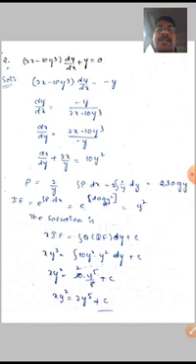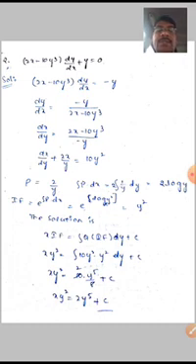Next application is (2x minus 10y cube) dy by dx plus y is equal to 0. Here (2x minus 10y cube) dy by dx is equal to minus y. So dy by dx is equal to minus y by (2x minus 10y cube), and dx by dy is equal to (2x minus 10y cube) by minus y. Here dx by dy plus 2x by y is equal to 10y square. Here p is equal to 2 by y. Integration of p dy is equal to 2 into integration of 1 by y dy is equal to 2 log y. Integrating factor is e power integration of p dy is equal to e power log y square is equal to y square.